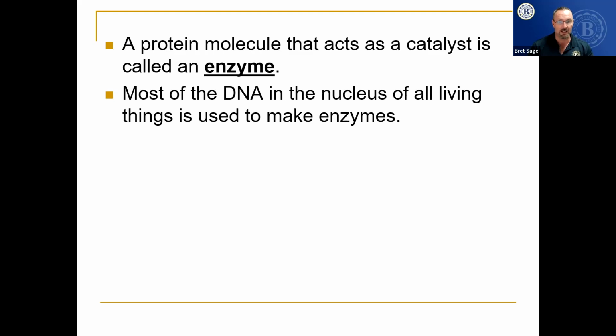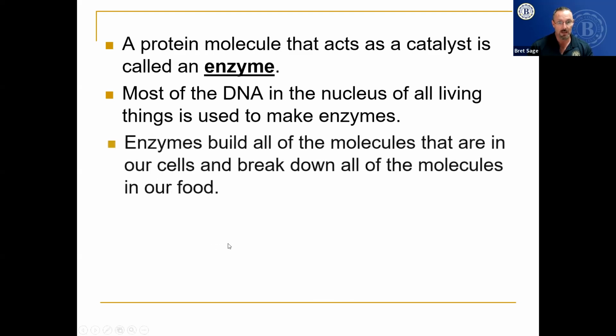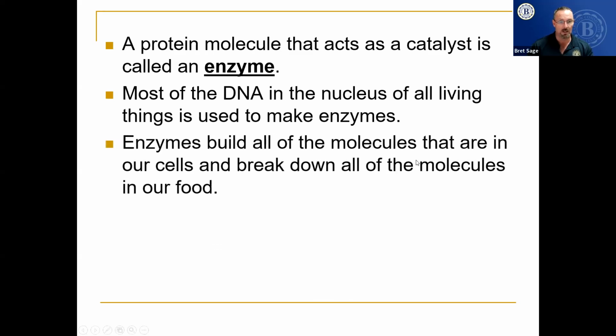It turns out that you need a different enzyme for every different chemical reaction that happens in your body, and there's lots of different ones that happen. Enzymes build all the molecules that are in our cells and break down all the molecules in our food. So anything that's going to happen chemically inside of our body requires an enzyme. And you have to have a specific enzyme for every different chemical reaction.